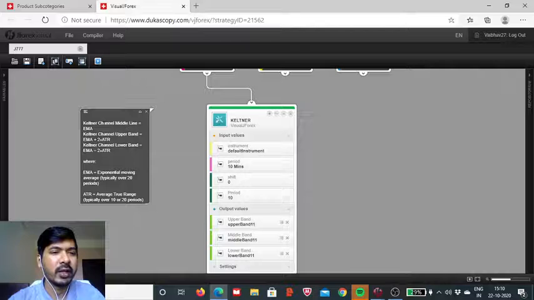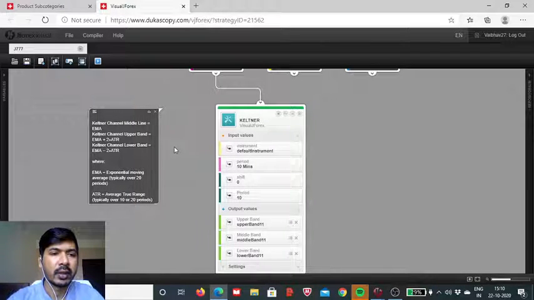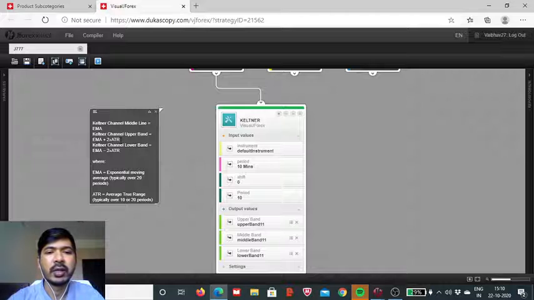I have also included the formula for how it is calculated. So here you can see that the middle line is simply the EMA of our desired number of periods. So if you want to use the 10 period channel, then all you need to do is define it as 10. Then the upper band and the lower band, as usual, are defined using the ATR range.